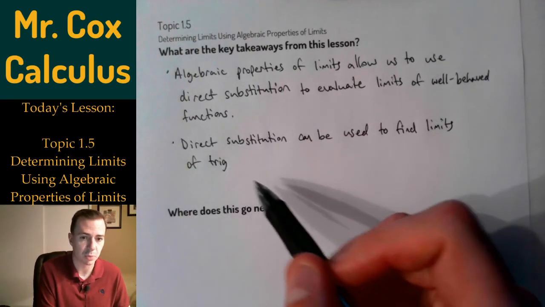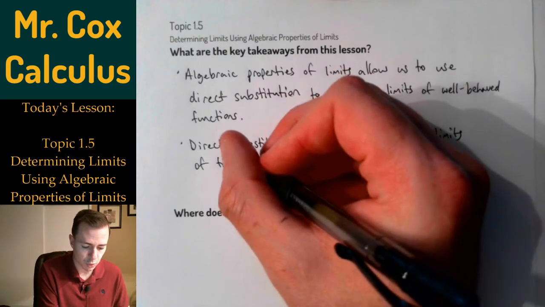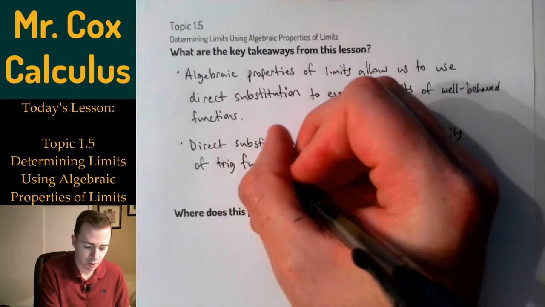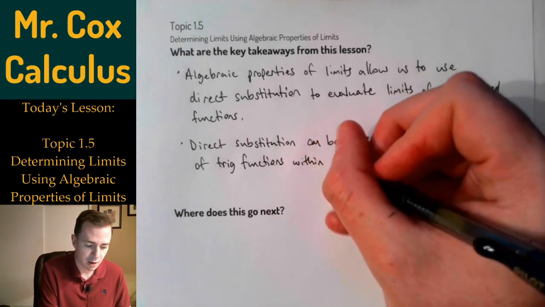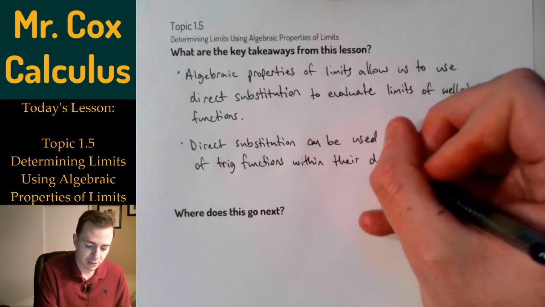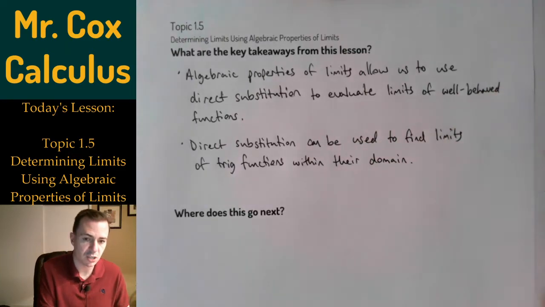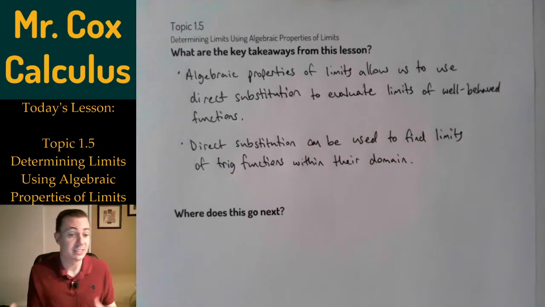We can also apply this technique to trig functions as long as we're talking about values that are within their domain. Sine and cosine functions, you're free to use direct substitution. Things like tangent, where you do have some vertical asymptote behavior, you want to make sure that you're not going towards one of those. But as long as you're within the domain of a trig function, you're going to be able to use direct substitution to evaluate the limits of those functions as well.